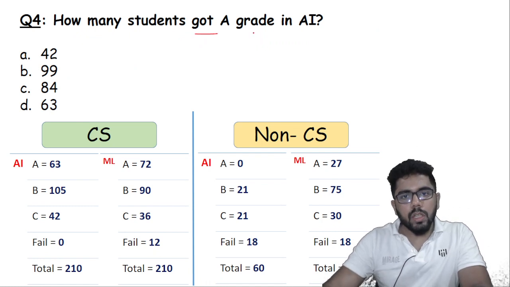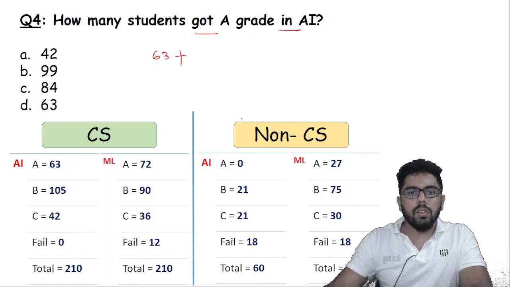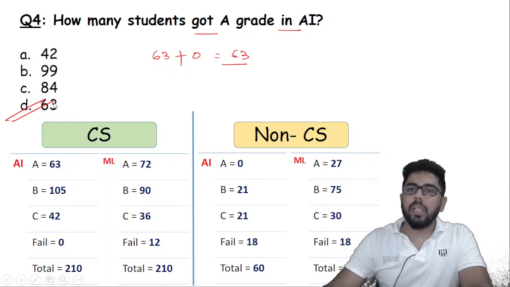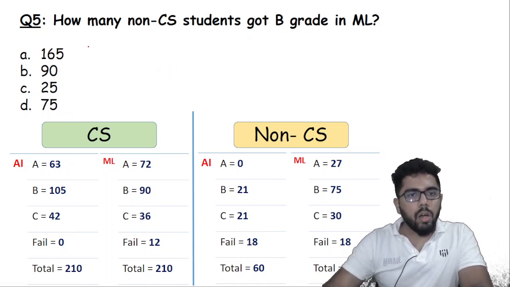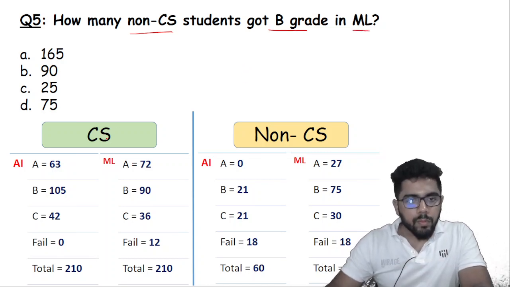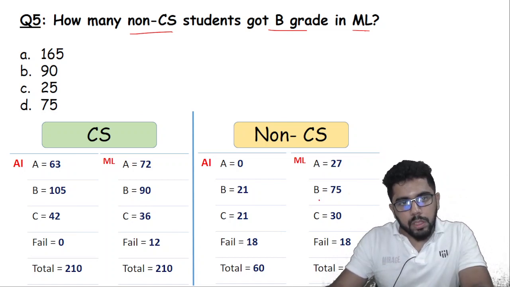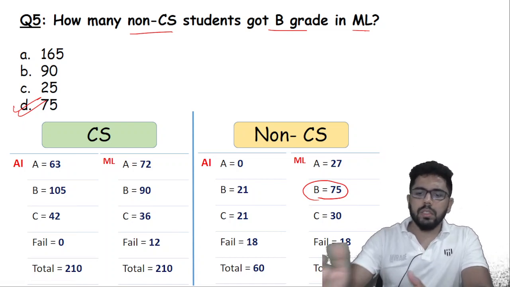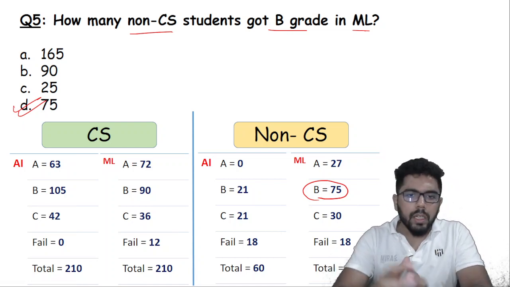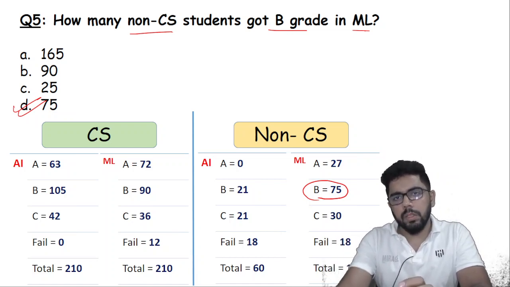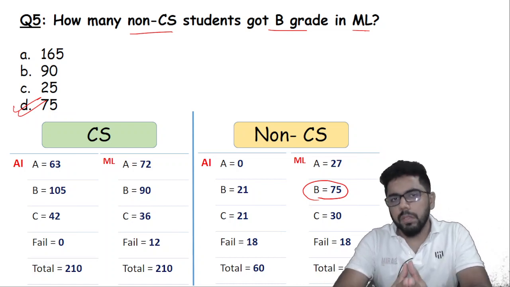How many students got A grade in AI? In AI, CS department 63 people got A grade, and non-CS it is 0. Overall it is 63 who got A grade in AI. How many non-CS students got a B grade in ML? Non-CS students getting a B grade in ML, it is 75. Super easy. Once you figure out what these values are, for each course and each department, how many students got A, how many got B, how many got C, how many failed, and the total, anything around that will be very easy to answer.